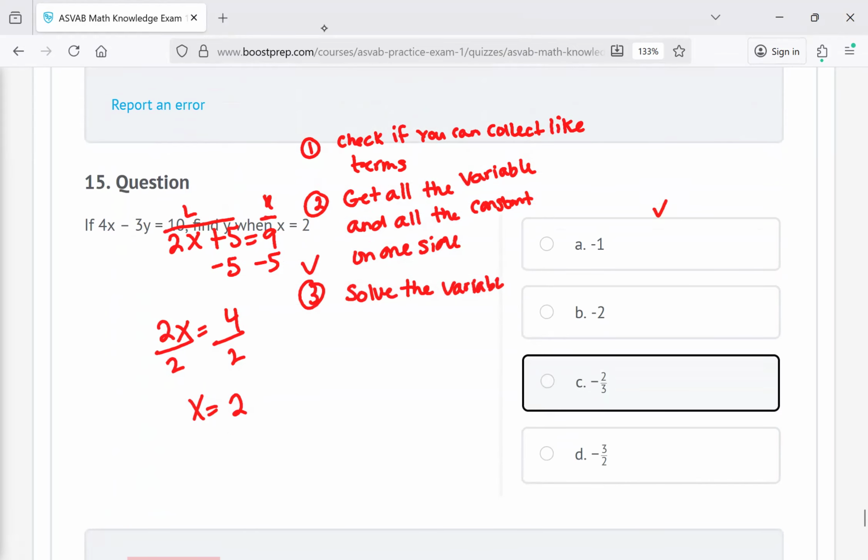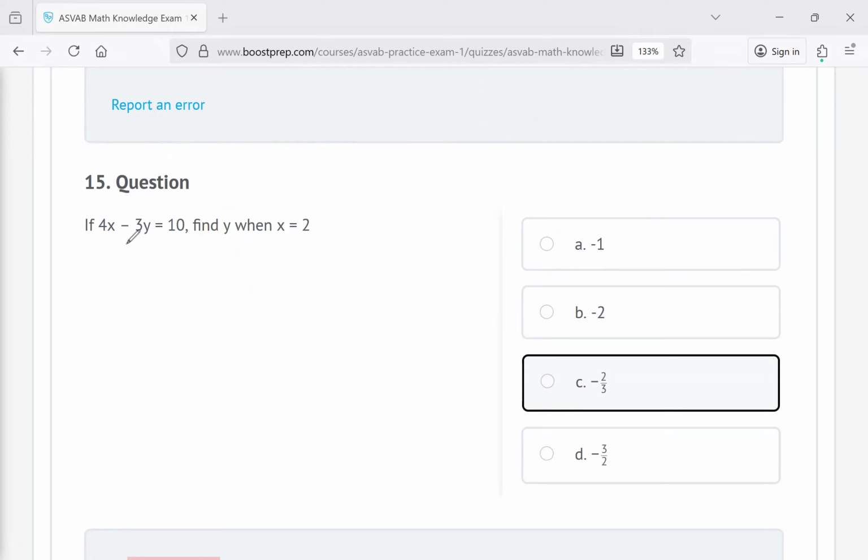Question 15. If 4x minus 3y equals 10, find y when x equals 2. So you could plug in 2 for x now. So that'd be 4 times 2 minus 3y equals 10. So 4 times 2 is 8, minus 3y equals 10. Okay, so what I want to do is solve for y. So step one, collect like terms on both sides. On the left, can you do anything? No, because this is a variable, this is a constant. On the right, it's just 10.